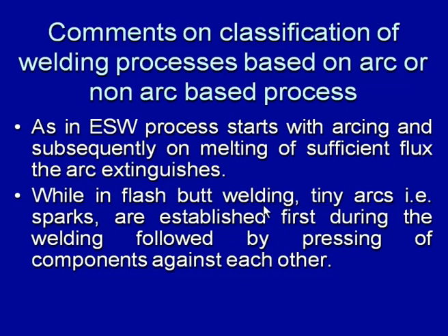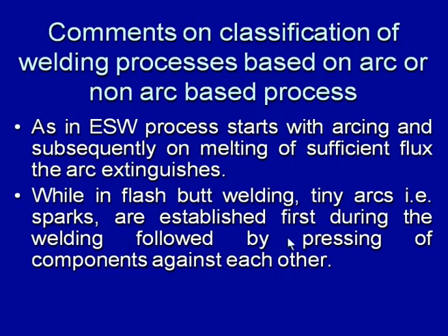While in case of flash butt welding, tiny arcs or sparks are first established between the components to be welded. Once these are established, a lot of heat is generated, and even cleaning of the edges to be joined takes place, all impurities are removed from the surfaces, and once this happens, the forging pressure is applied between the components to be joined to get the metallic continuity. So, in this process also, the process begins first with the arc for a short while, thereafter forging pressure is applied to get the metallic continuity.